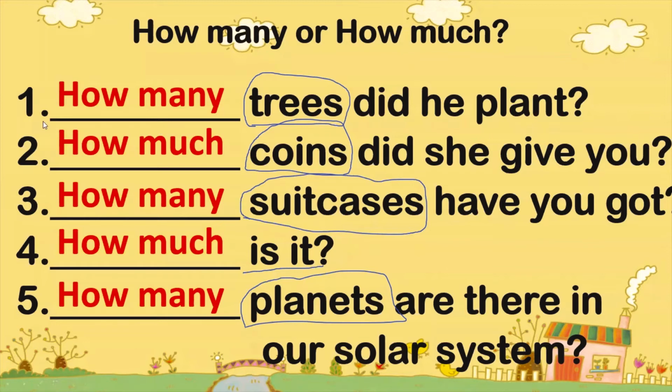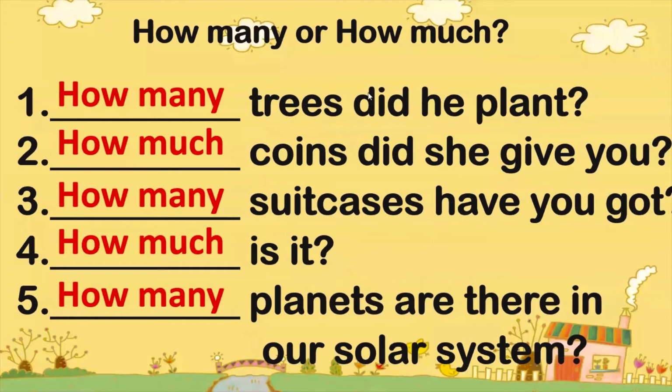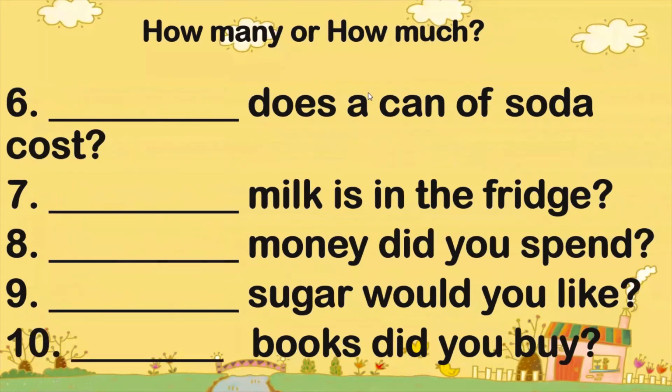Let's read. Number 1: How many trees did he plant? How much coins did she give you? How many suitcases have you got? How much is it? How many planets are there in our solar system? Okay, now let's go to the next part of our practice. From 6 to 10, let's try to answer 6 to 10.